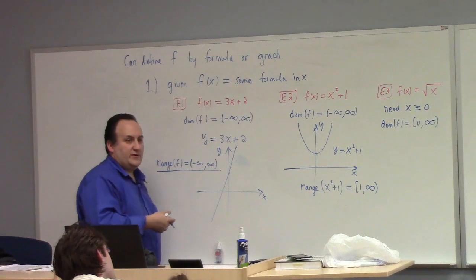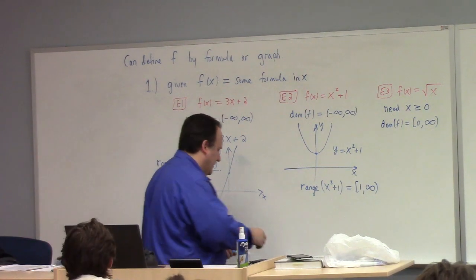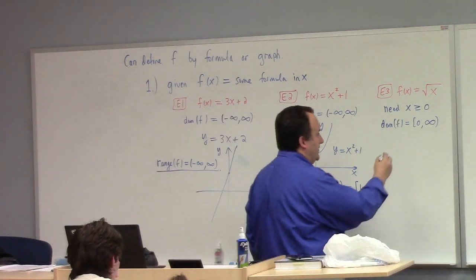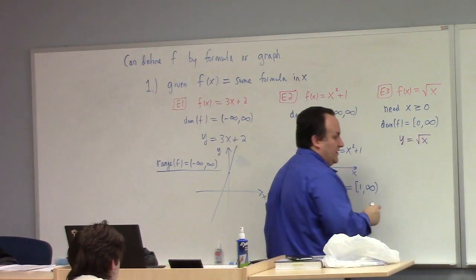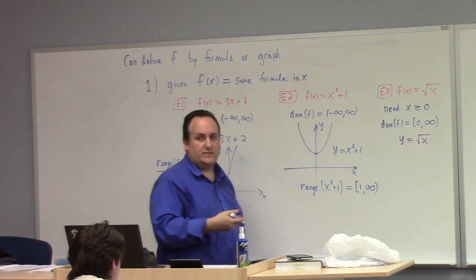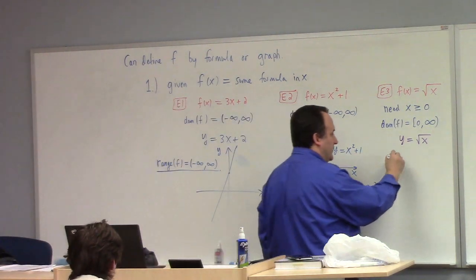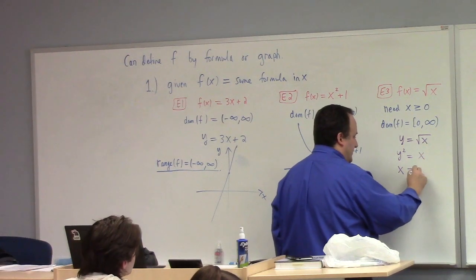What does the graph of the square root of x look like? I don't know if we've talked about this yet, so let me take my time and talk about it a little bit. If you look at y equals the square root of x, you want to understand how to graph that. The way I like to think about this is to square both sides. We get y squared equals x. So it's really x equals y squared.